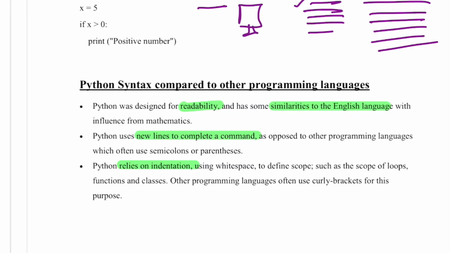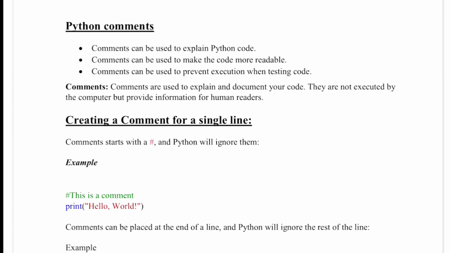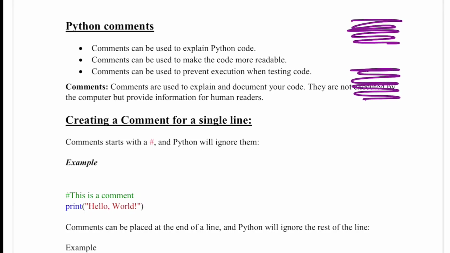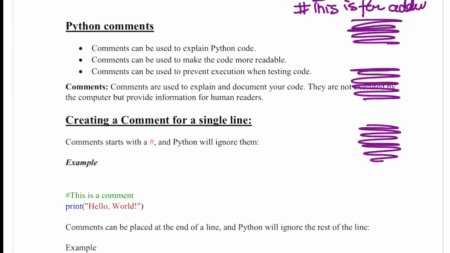Moving forward, Python comments. I've explained this a million times, but let's do one more time. Python comments can be used to explain code. Now, for example, I've written this long code and I have given it to you. Will you be able to understand it for the first time? Of course not. So what I'll do, I'll add a comment, hashtag this is for addition. Hashtag this is for multiplication, this is for subtraction. I'm going to give these headings.